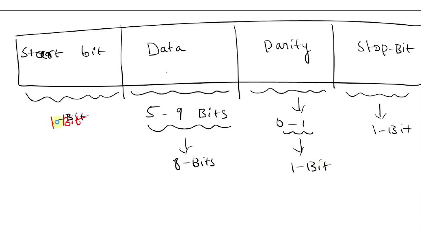Start bit is one bit, and next the data you are sending. Data can be how many bits? This can be 5 to 9 bits. Okay, so mostly you are sending how many bits of data? 8 bits of data. And parity bit.